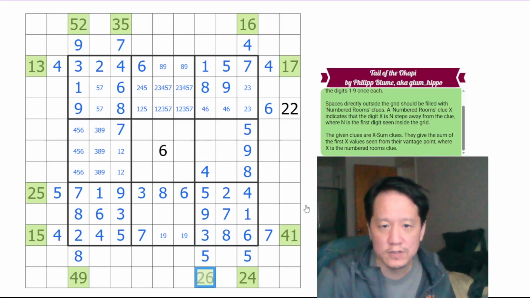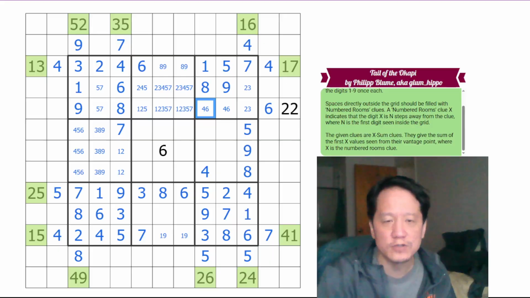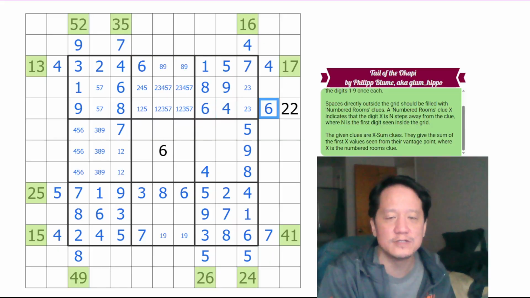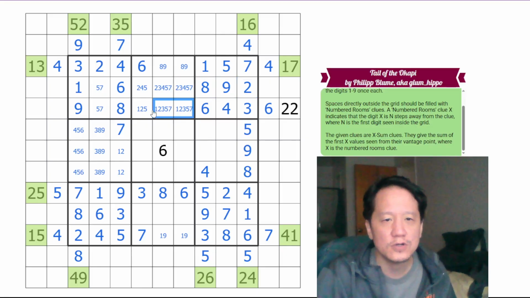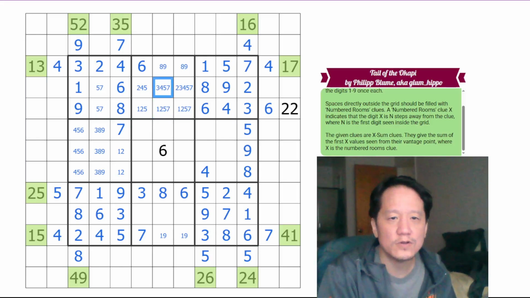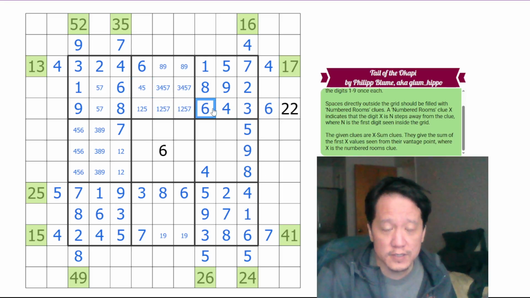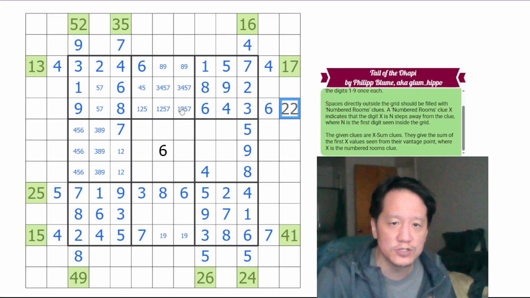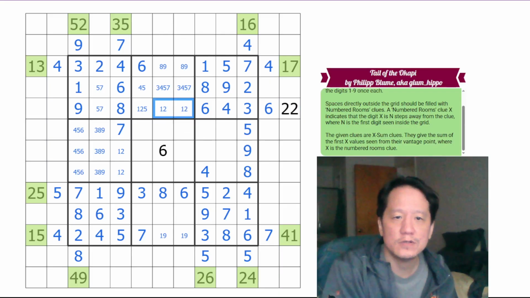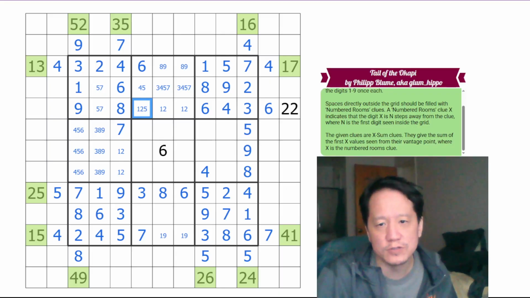So that's done. So 4 eliminates 4 here. So this is 6. This is 4. That means 6 is in the third position. So that's 3. This is 2. No more 3 here. No more 2 here. So we have 6 and 4 and 6 and 3 add up to 19. So the remaining 2 digits add up to 22 minus 19, which is 1 and 2. So 1, 2 eliminates 1, 2 in the rest of the row.